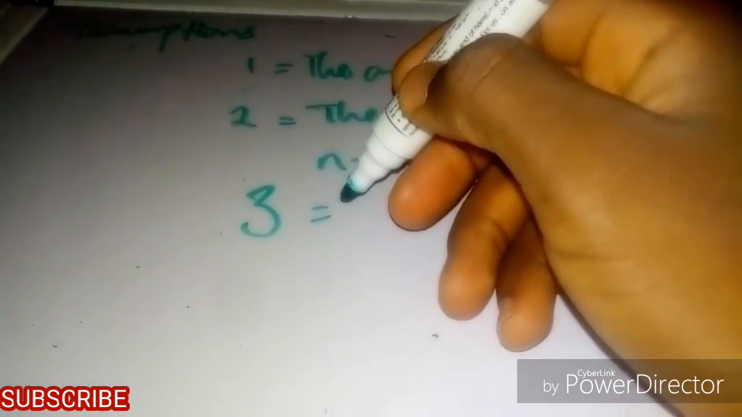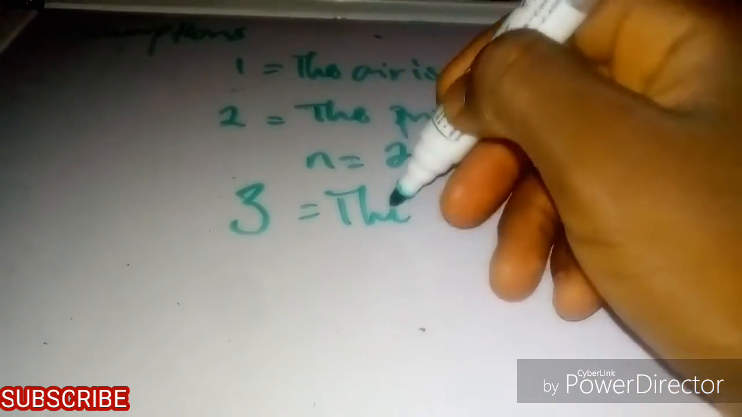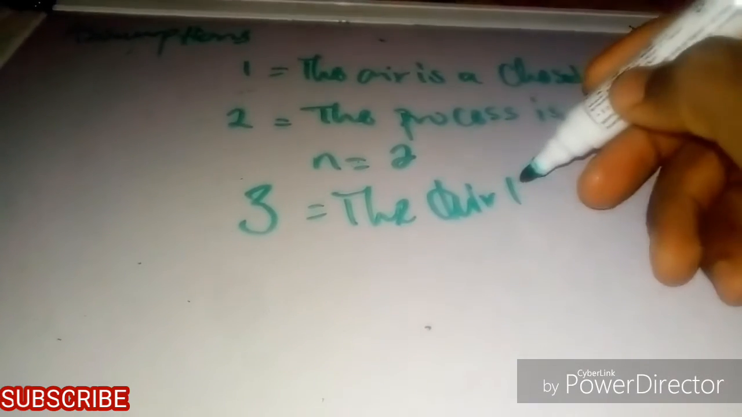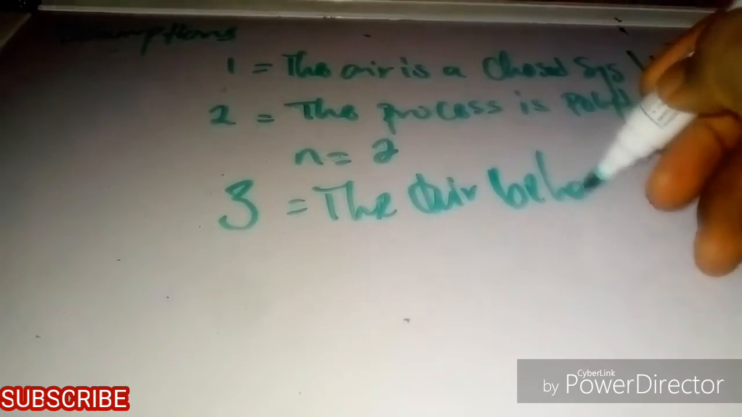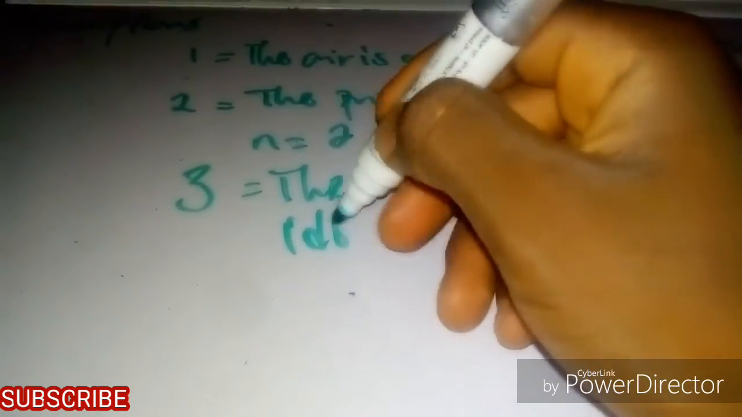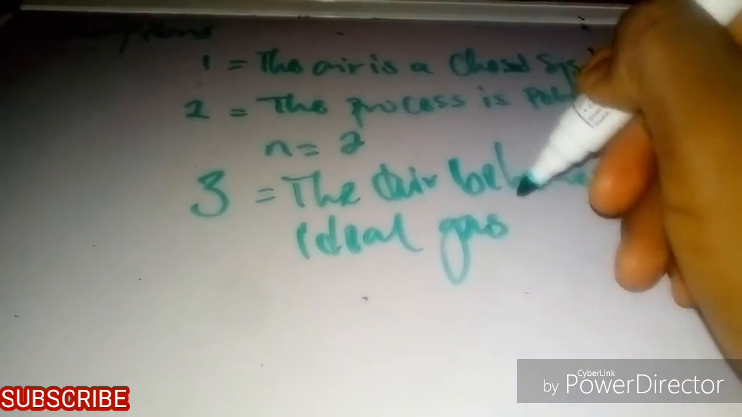To show you that the heat was conserved. They said the process was polytropic, with index n equal to 2. So now we have 3. We said the air behaves as an ideal gas.